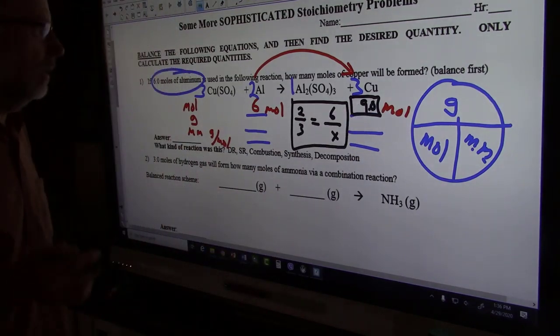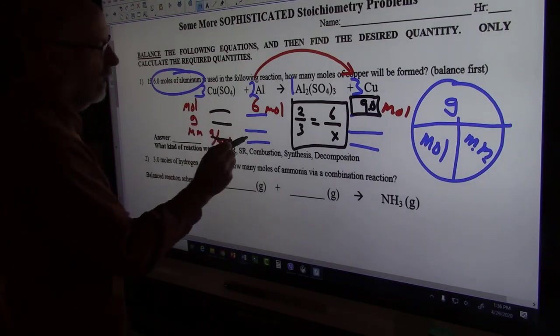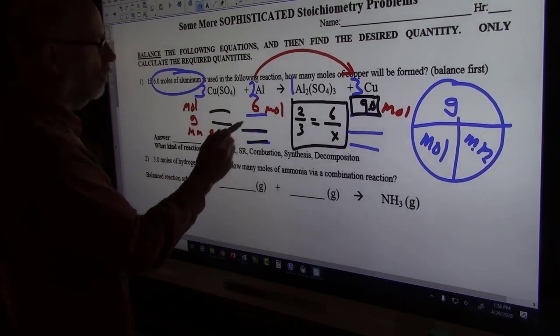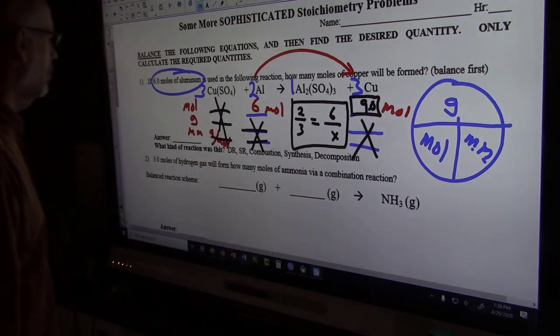That problem is done. You didn't have to do anything underneath copper 2 sulfate. You didn't even have to do the grams or the molar mass here. You didn't have to do that here either. This problem was super easy.